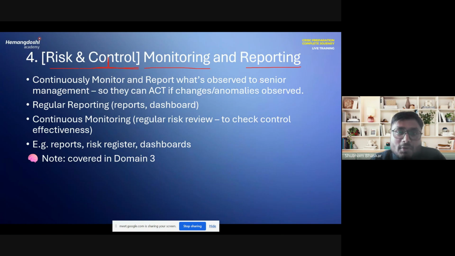So I'm not going to go into details. So how do we monitor? Monitor at regular intervals. How do you report? Well, reporting can be done through dashboards, could be manual reports. Continuous monitoring could be a regular risk review, continuous meetings with people. If you have 100 risks in your risk register, keep meeting everyone at least once a month, right? So I'm going to move on.